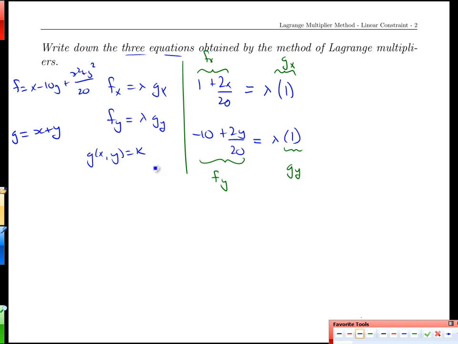And the last, or third equation comes from the constraint. Oh right, x plus y must equal 10. That was given to us straight up. So again, we have 3 equations and 3 unknowns.